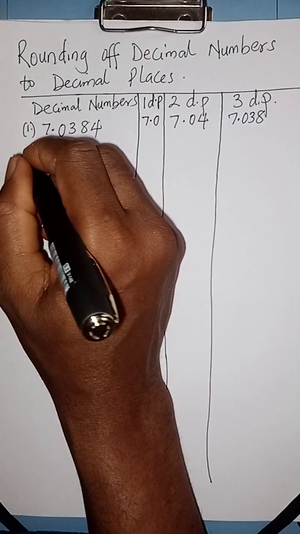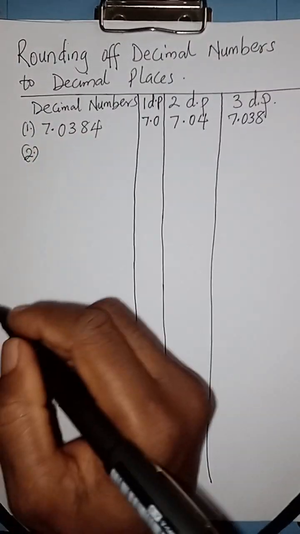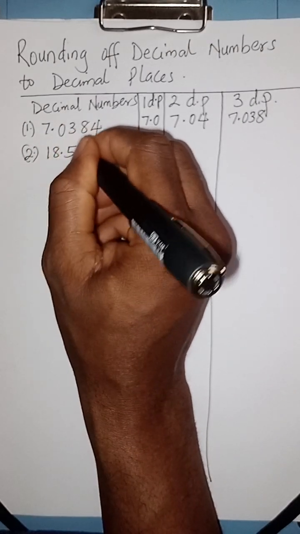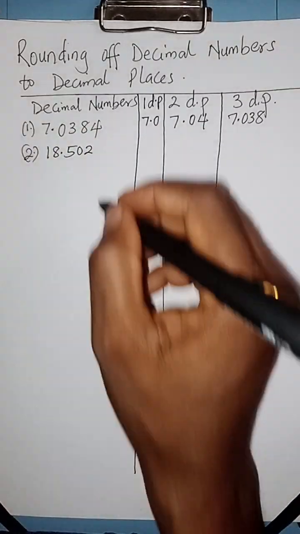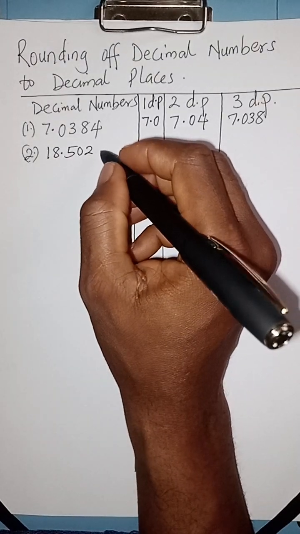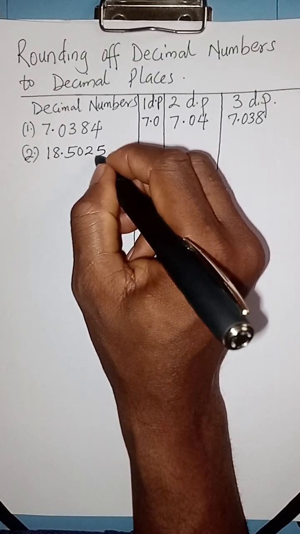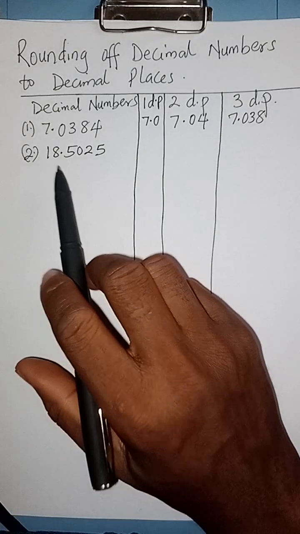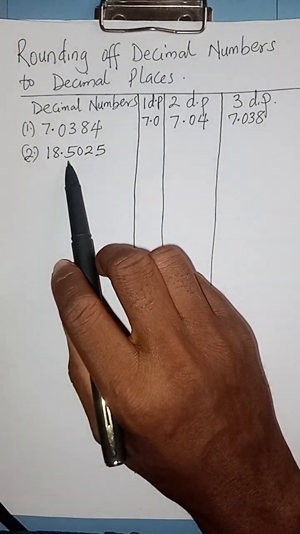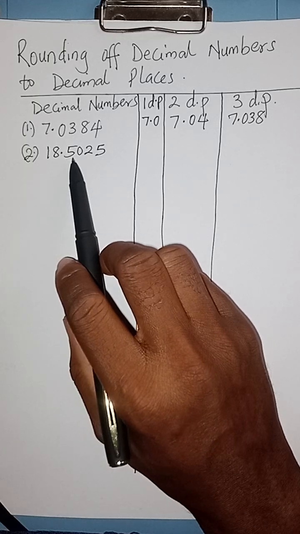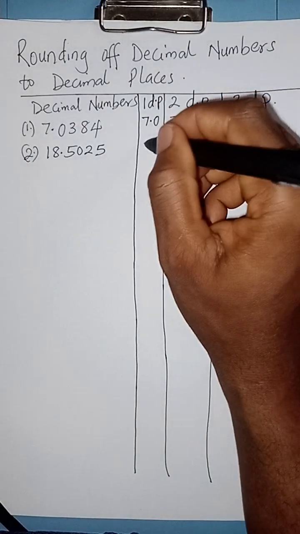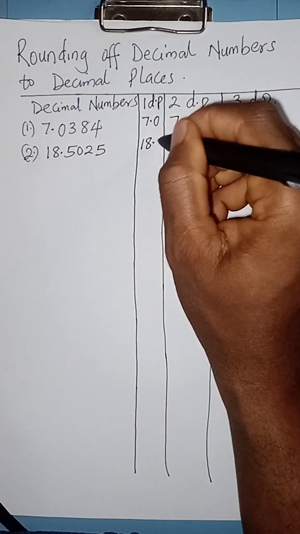Now let's go to number 2. I have 18.502. And let me introduce another digit. Let's say 5. Now to one decimal place, it will be 18.5. Now check the digit after 5. It's 0. It tells you you're rounding down, so your answer is simply 18.5.